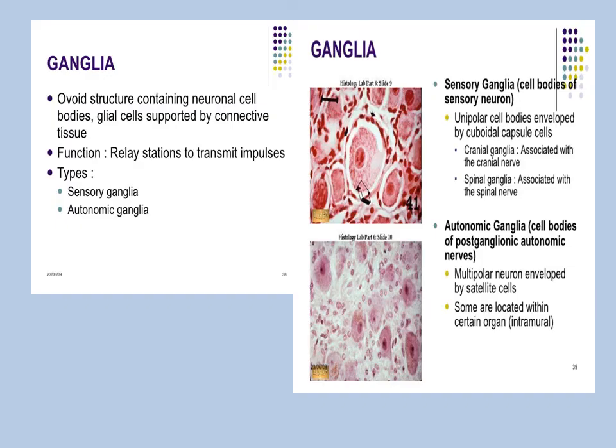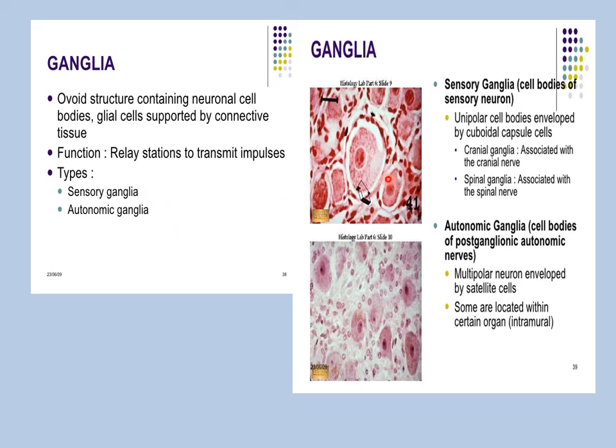Now the ganglia. Ganglia, as we have discussed, are ovoid structures containing the neuronal cell bodies, and these are supported by the glial cells, which is the connective tissue. The main function of the ganglia, which are the collection of neuronal cell bodies outside the central nervous system, is to function as relay stations for the transmission of impulses. Two types of ganglia are identified histologically, that is the sensory ganglia and the autonomic ganglia.